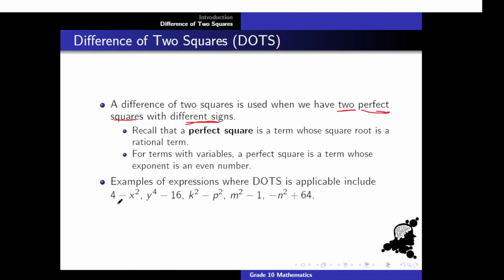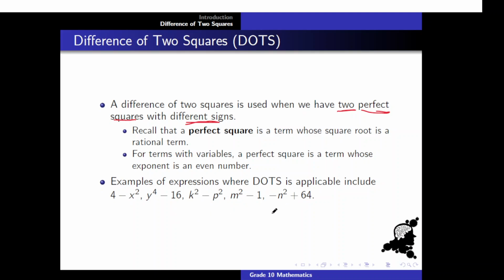So you would notice 4 minus x squared. 4 is a perfect square, x squared is a perfect square, there's a minus, so that's a difference of two squares. y to the power 4 minus 16: y to the power 4 is a perfect square, 16 is a perfect square, there's a minus sign, it's a difference of two squares. k squared minus p squared. k squared is a perfect square, p squared is a perfect square, there's a minus, they've got different signs, it's a difference of two squares.